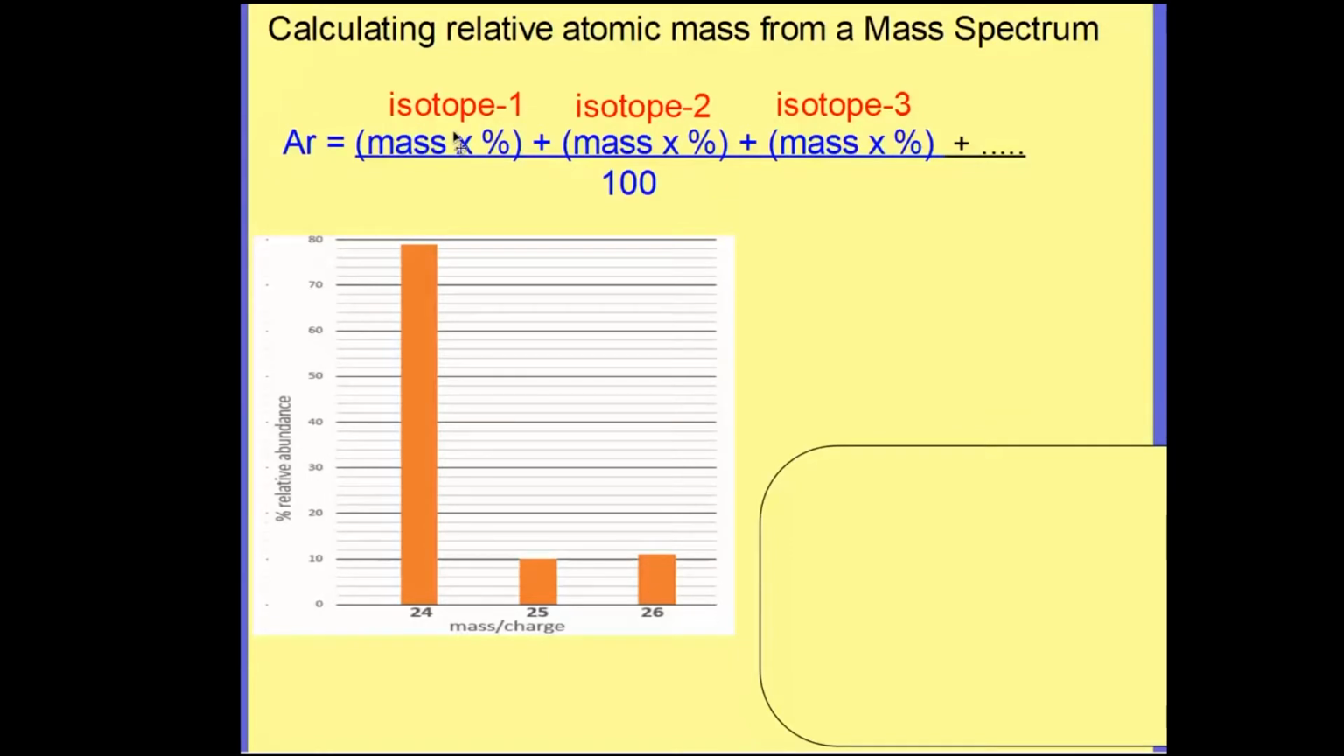Okay, how do we calculate a relative atomic mass for a mass spectrum? Well, we use the same equation that we used for calculating relative atomic mass, but we just need to interpret a mass spectrum. So here's an example of a mass spectrum of an element here. What information can we get from it?